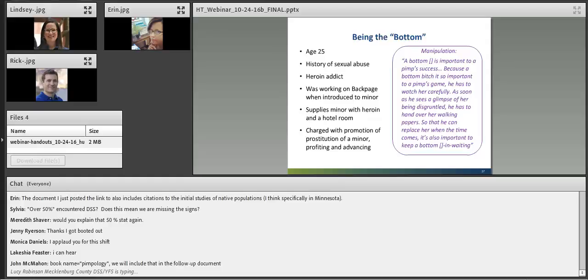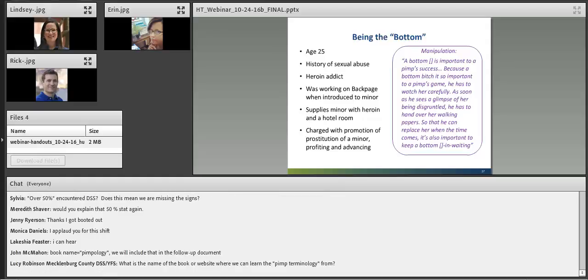She's 25. She was sexually abused as a child. She was a heroin addict. She was working for her pimp on Backpage.com when she was introduced to a 17-year-old who was already addicted to heroin, who started working with her for the pimp. And then she was charged with promotion of prostitution of a minor, profiting and advancing.